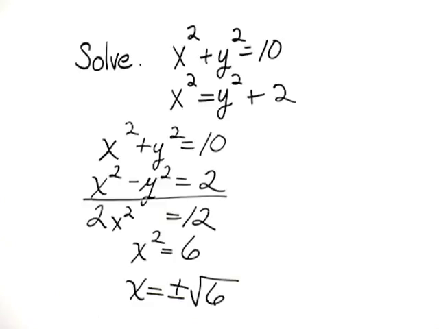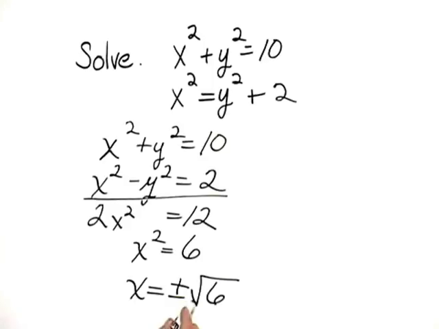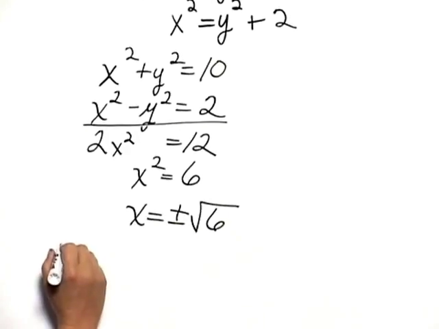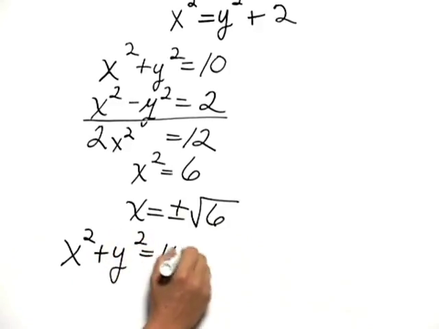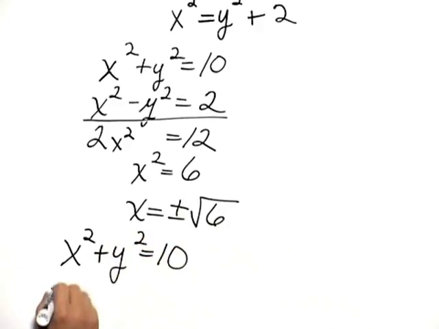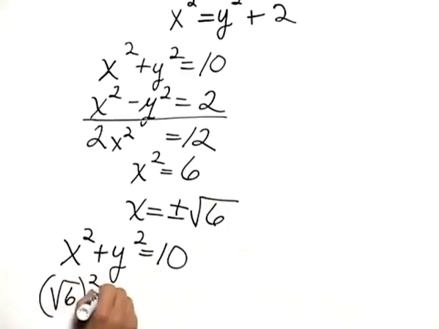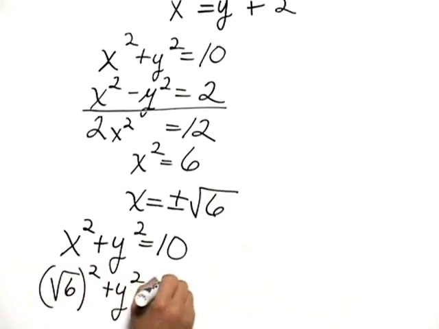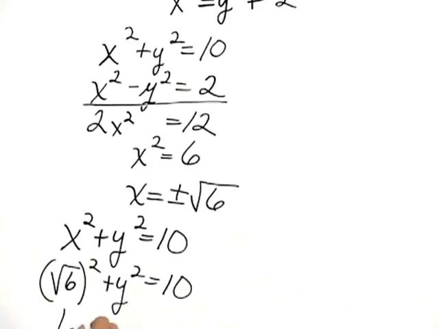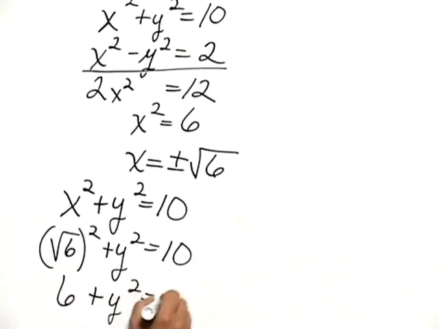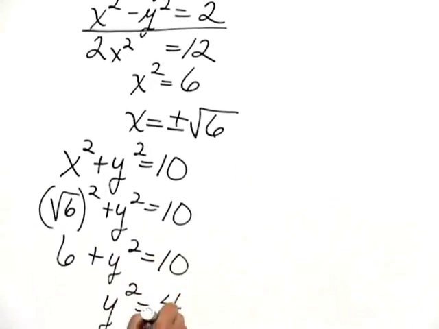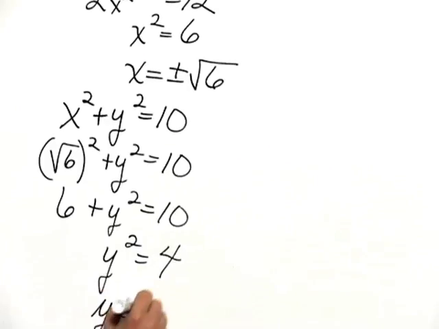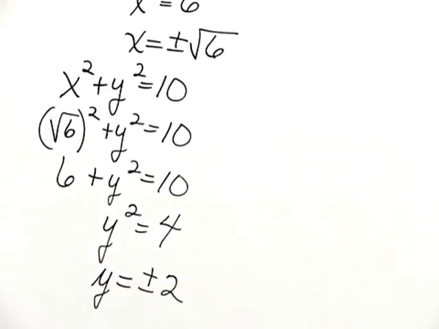For each value of x, we need to find a corresponding value for y. So let's start with the positive square root of 6. We would have x squared plus y squared equals 10. That's the first equation. The square root of 6 squared plus y squared equals 10. 6 plus y squared equals 10. Subtracting 6 from both sides, y squared equals 4, or y equals plus or minus 2.